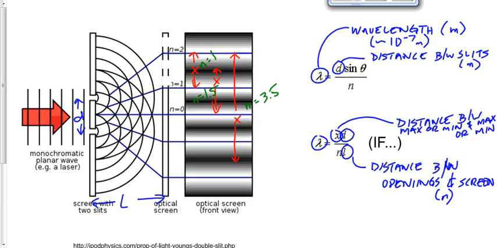It's not the order or the maximum number, but it's the difference between them. Look, if you're going from the first max to the second max, 2 minus 1 is 1. From the central maximum to the second order minimum, where it's 1.5, 1.5 minus 0 is 1.5. If we're going from the second maximum on one side to the second minimum on the other side, 2 and 1.5 on opposite sides, the difference between them is 3.5. So we're going to say that n is the difference in max or min.